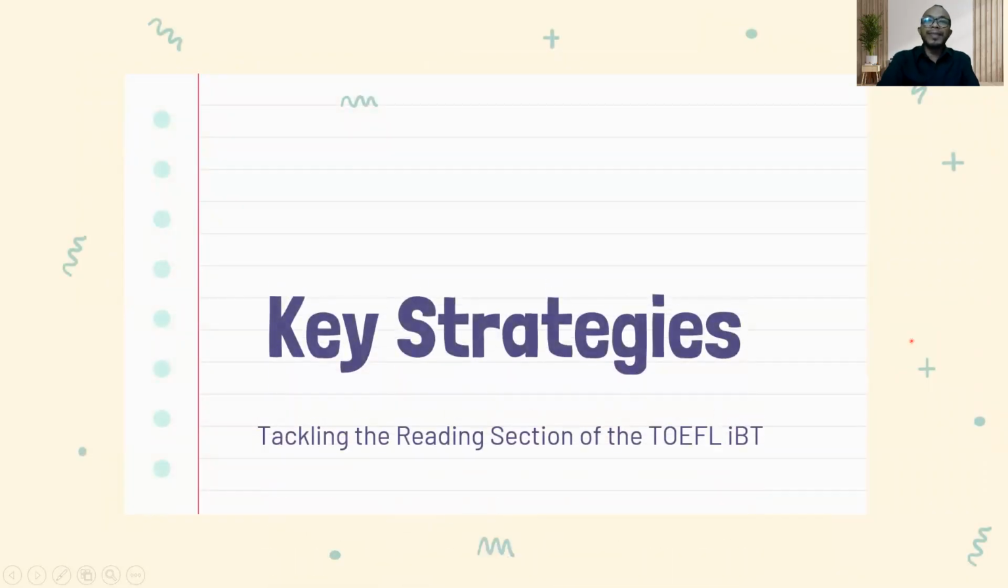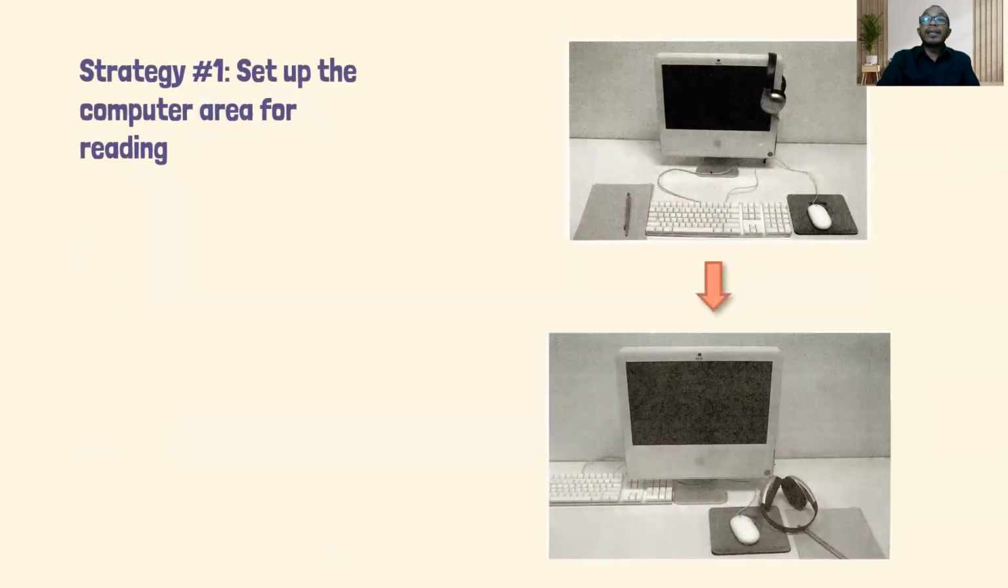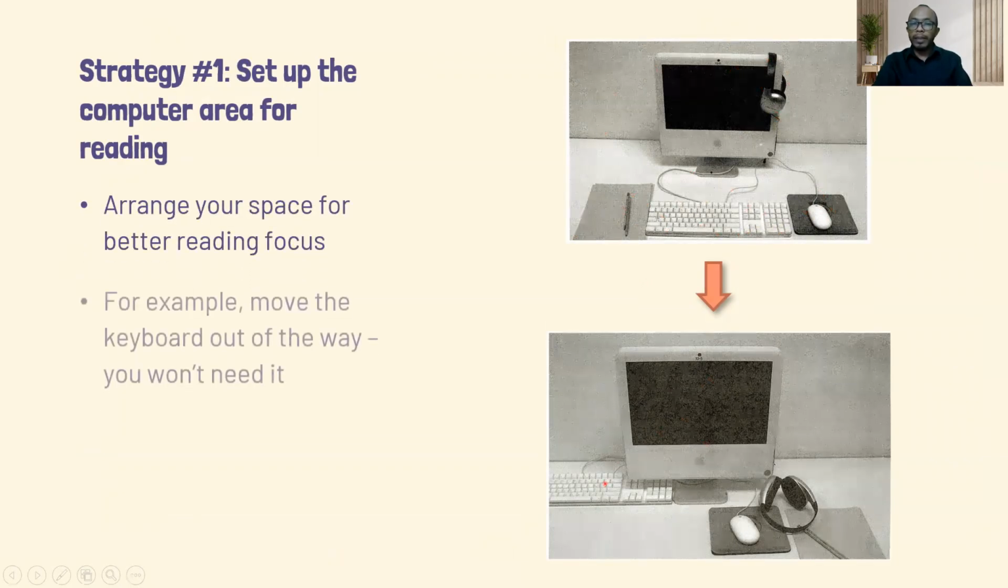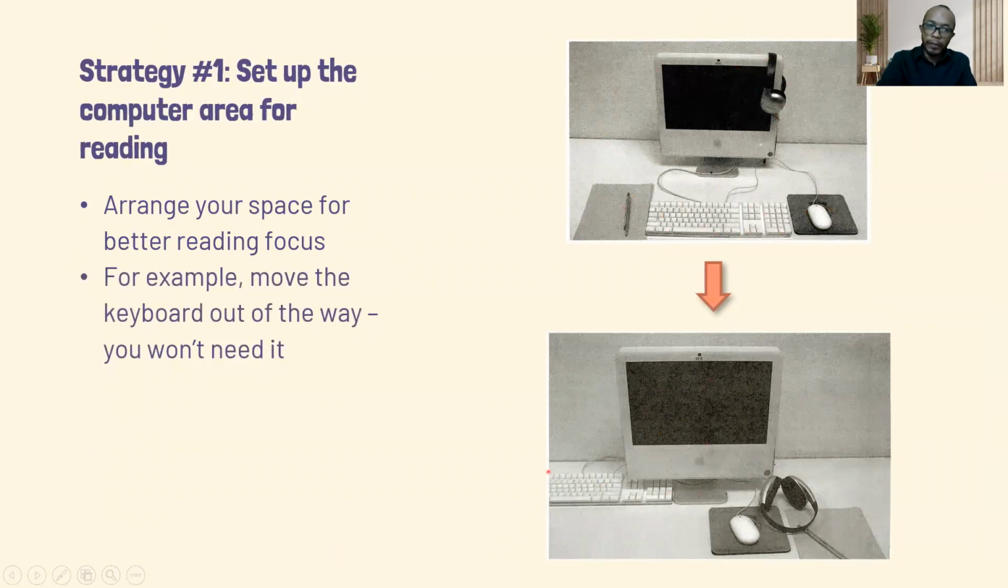Okay, now let's take a look at the key strategies: how to tackle the reading section of the TOEFL iBT. Strategy number 1, set up your computer area for reading. So you will be provided with a computer along with a keyboard, a headphone, a mouse pad, scratch paper, and pencils. Now, in the reading section, you will not need the keyboard. Okay, so you can move that out of your way so that you won't be distracted by it.